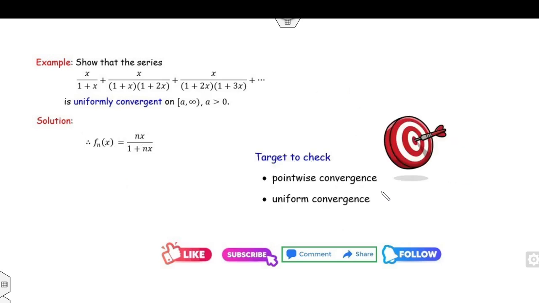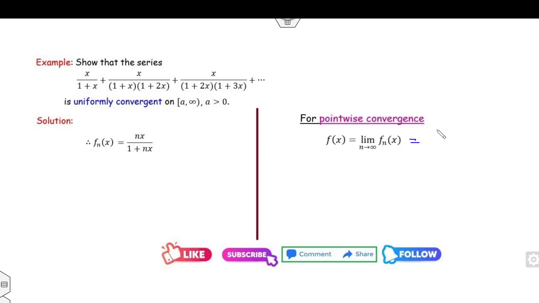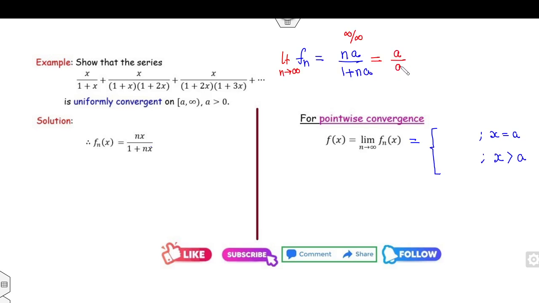Once you know the value of the fx, then our target is to find the pointwise convergence. The domain is a comma infinity. So I can find this limit corresponding to the two cases: when x is equal to a and when x is not equal to a, or you can say x is greater than a. What is the value of the fn when x is equal to a? This is na over 1 plus na. Then take the limit as n approaches infinity. It is my infinity over infinity form. I can apply the L'Hopital rule. It's a over a. This is my 1.